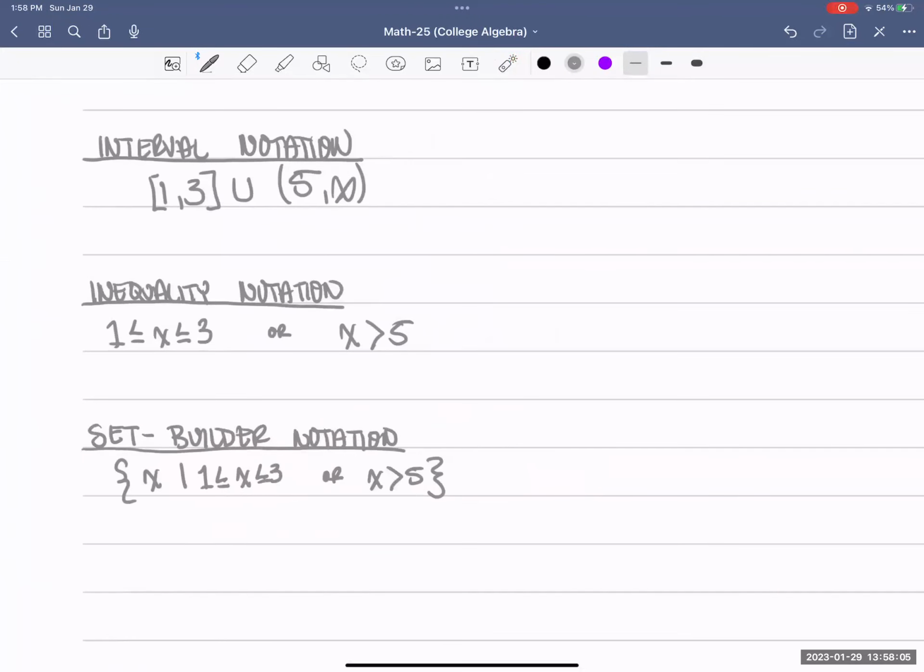All these three are solutions to that graph that was given to us, but it's three completely different ways of writing everything. For the most part, we're going to use interval notation. We shouldn't be using the other two quite as often, but it's still really good to know those two.